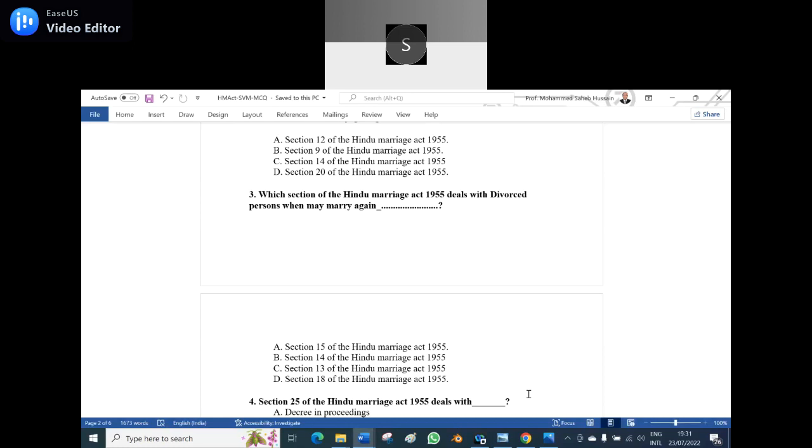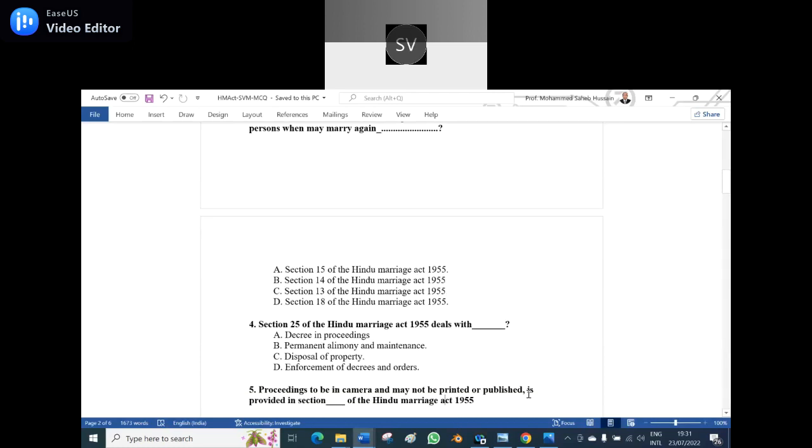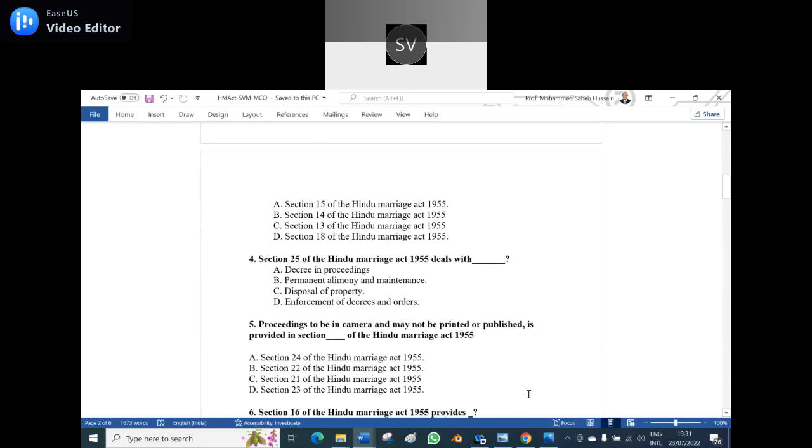Fourth question. Section 25 of Hindu Marriage Act 1955 deals with option A, decree in proceedings. Option B, permanent alimony and maintenance. Option C, disposal of property. Option D, enforcement of decree and orders. Option B.